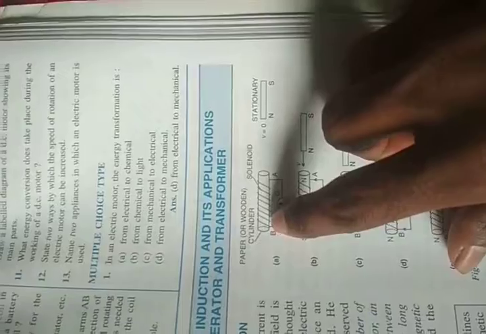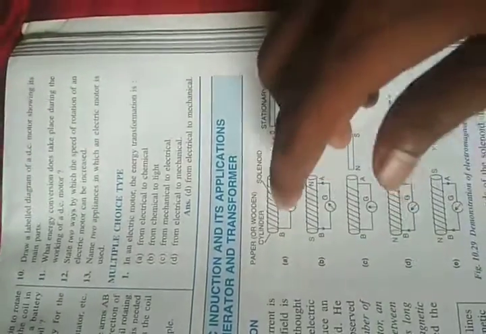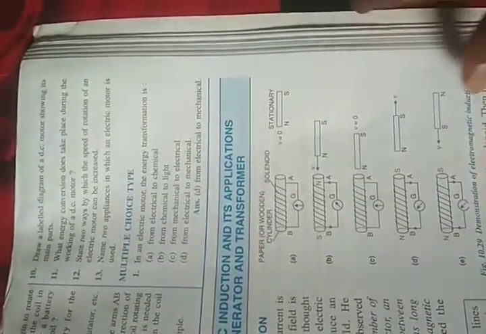Okay, try to understand this experiment. I am explaining the experiment. A paper or wood is taken. On that, copper wire is wound, and the two ends, A and B, are connected to a galvanometer. Now a magnet is taken, north and south. When it is stationary, that means not moving, there is no deflection in the galvanometer.